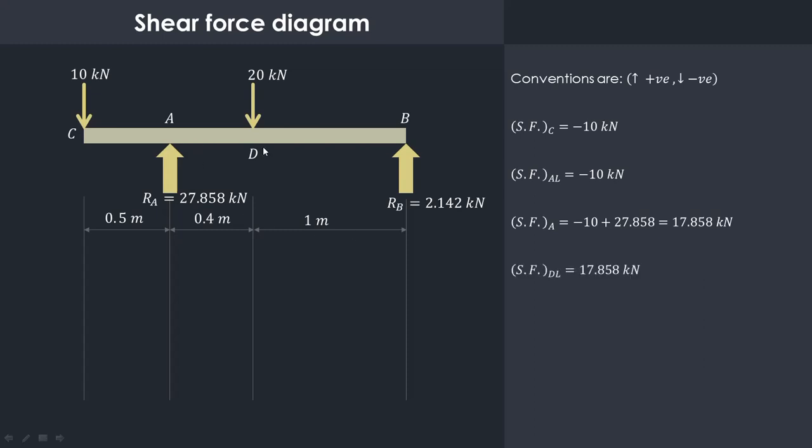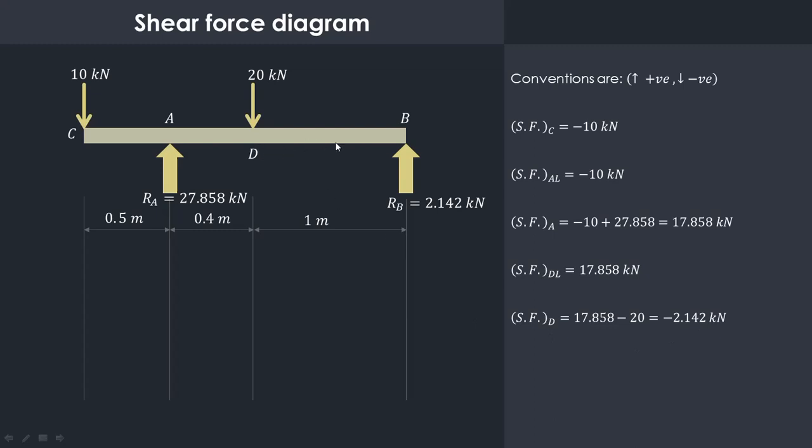Shear force at D left, without considering this 20 kilonewton: from A to D there is no other force acting, so whatever is the force acting at point A, the same will be acting at point D left, just left of D. Now exactly at D, to this 17.858 a downward acting 20 kilonewton force will get added, so that value comes out to be minus 2.142 kilonewton.